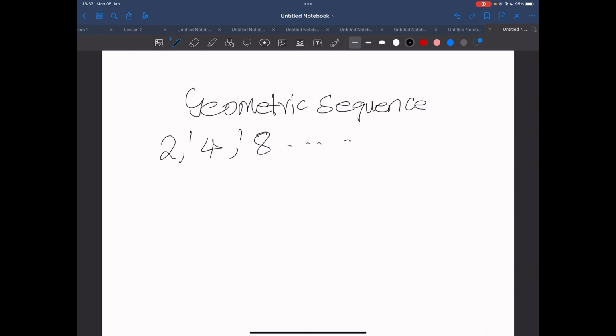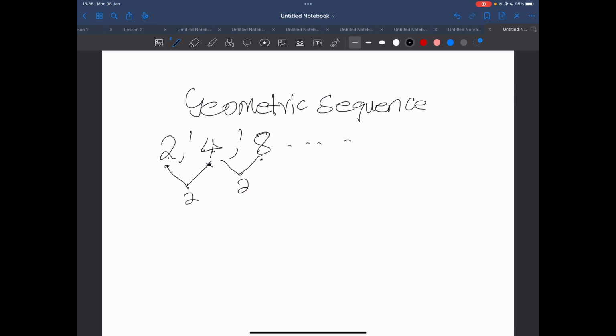In other words, when we take term number 2, which is a 4, and divide by term number 1, which is a 2, we get the same as taking term number 3 and dividing by term number 2. So in this case, if we divide 4 by 2, we get a 2. In this case, we divide 8 by 4, we get a 2. So hence, we say this is a geometric sequence because it has a common ratio from division.